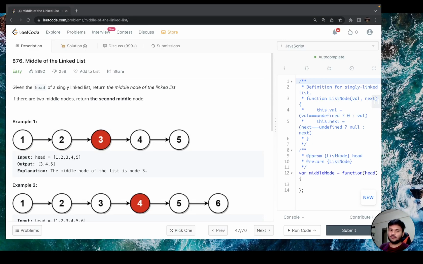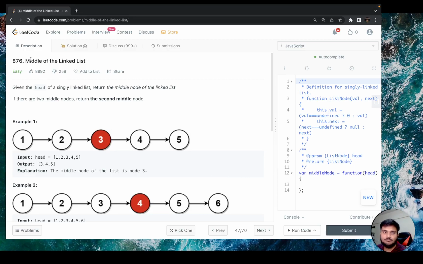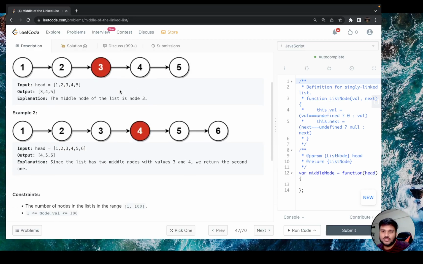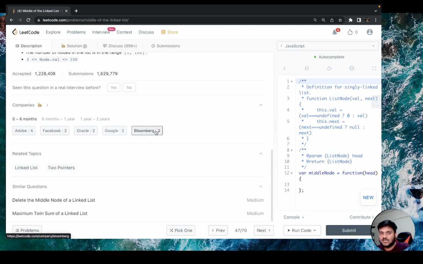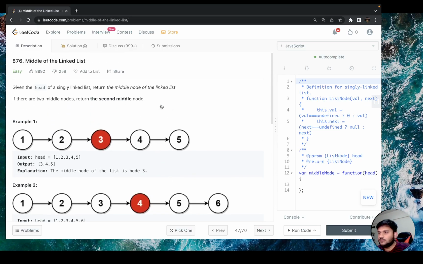So this is a new problem coming in front of us. Problem number 876 coming from LeetCode. Name is Middle of the Linked List. One of the most frequently asked questions. I can even show you the set of companies it has been asked in: Bloomberg, Google, Oracle, Adobe, Facebook, Amazon, Apple, Qualcomm, Uber, Goldman Sachs, Samsung, Microsoft, you just name it.